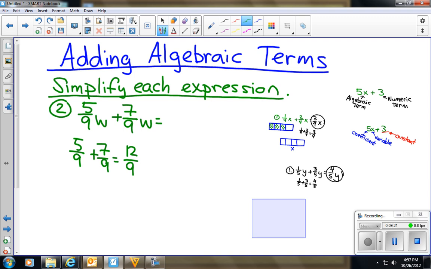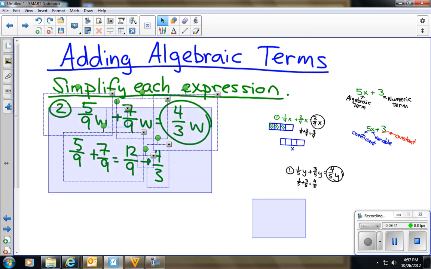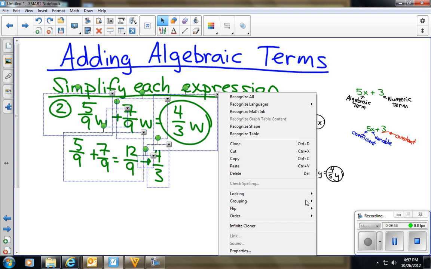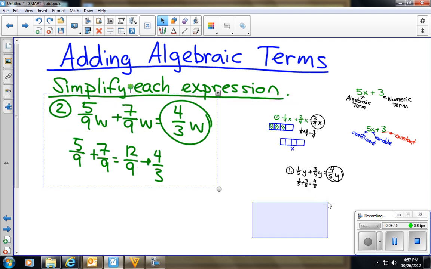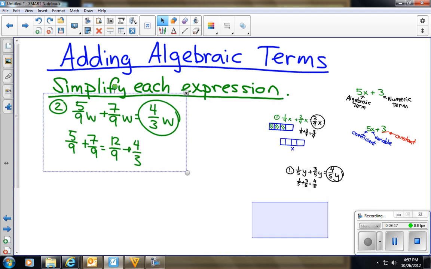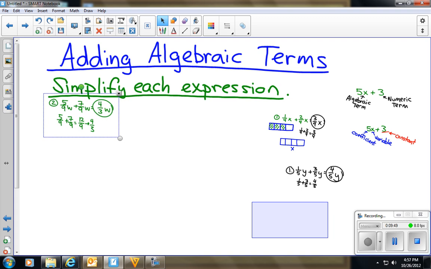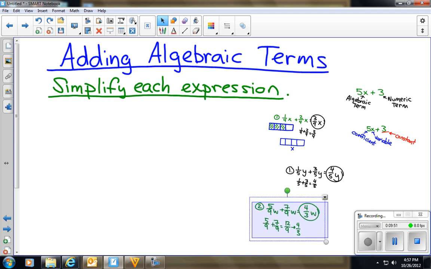And so what we're going to do here is we're just going to simplify it. So 12/9 is the same thing as, we can divide them both by 3, 4/3. So this equals 4/3 w. Now, at some point, you may begin to wonder, do I have to show my work underneath the problem like I've done in both of these? You can, but you don't have to. It's completely up to you.